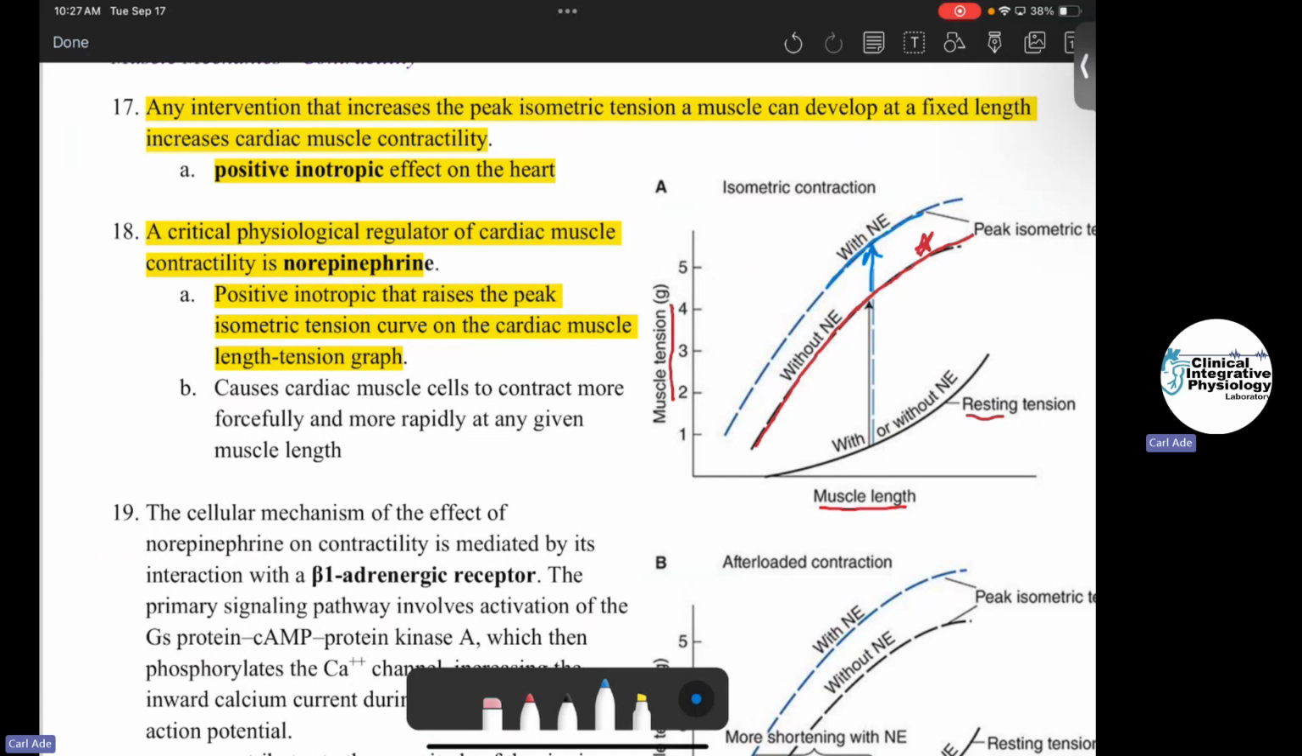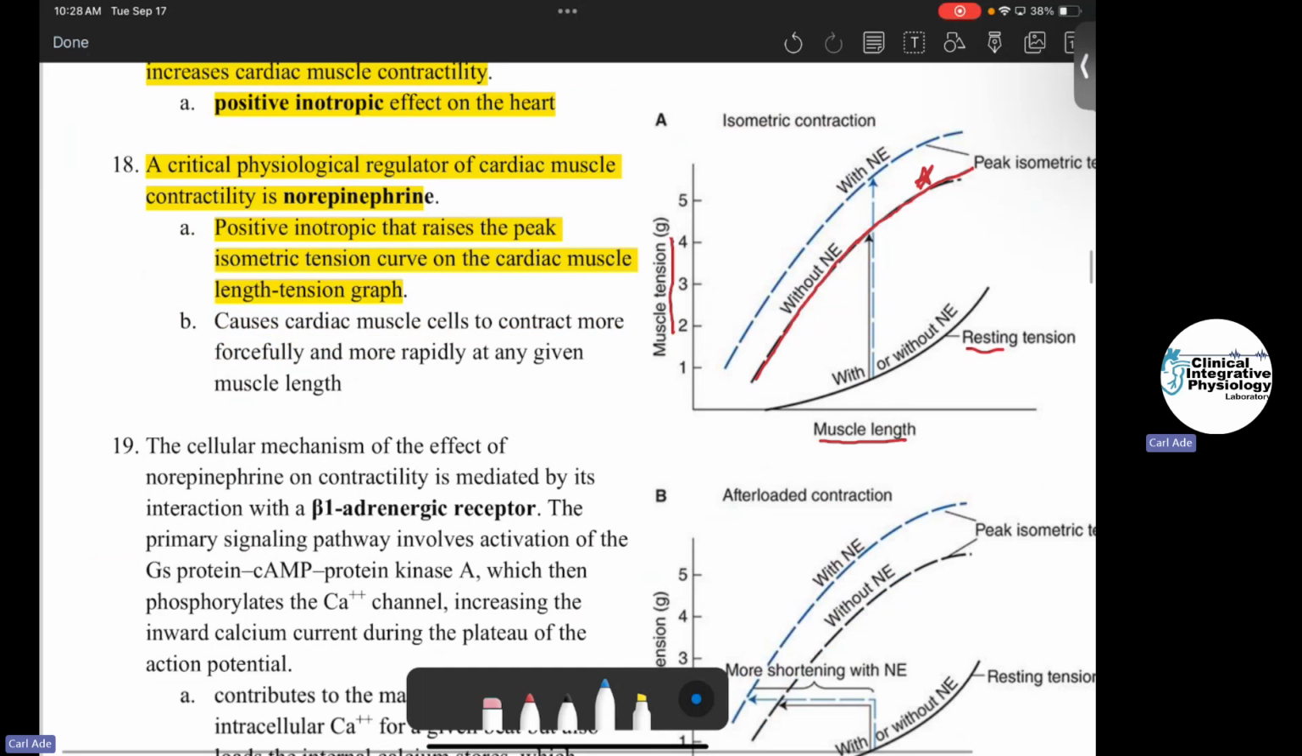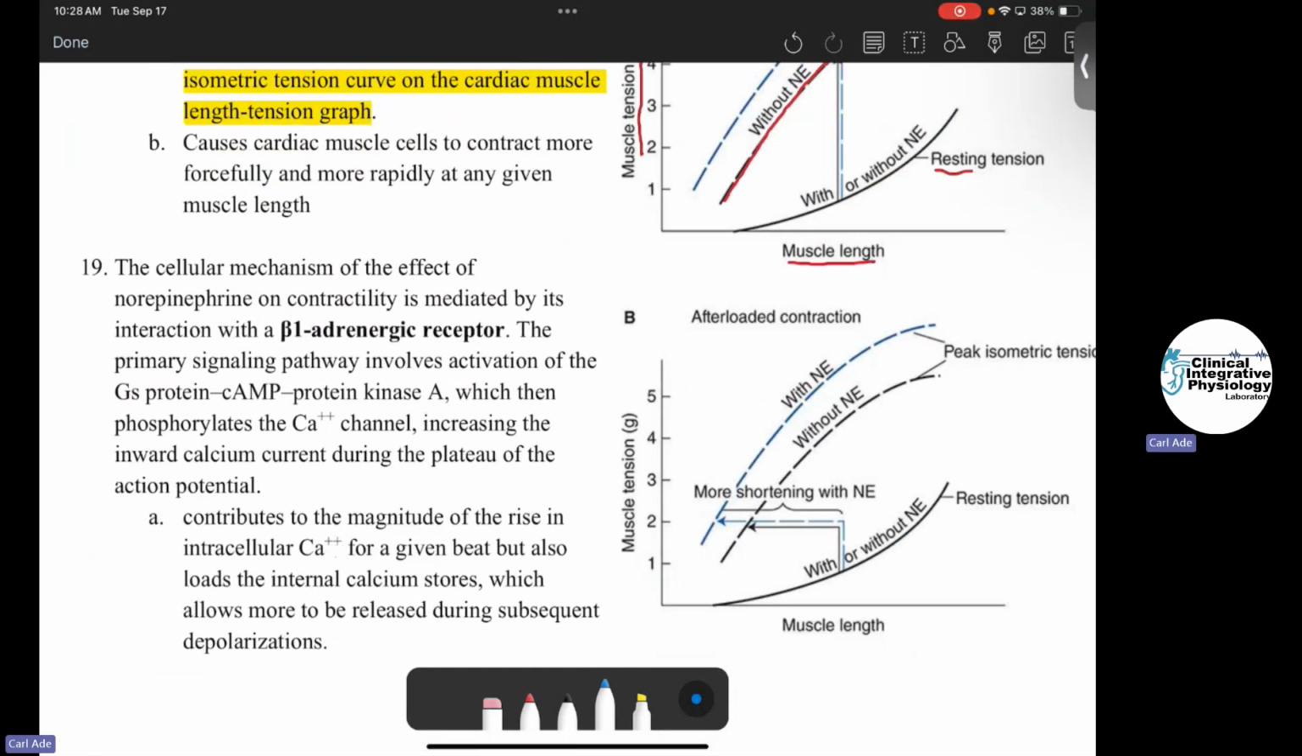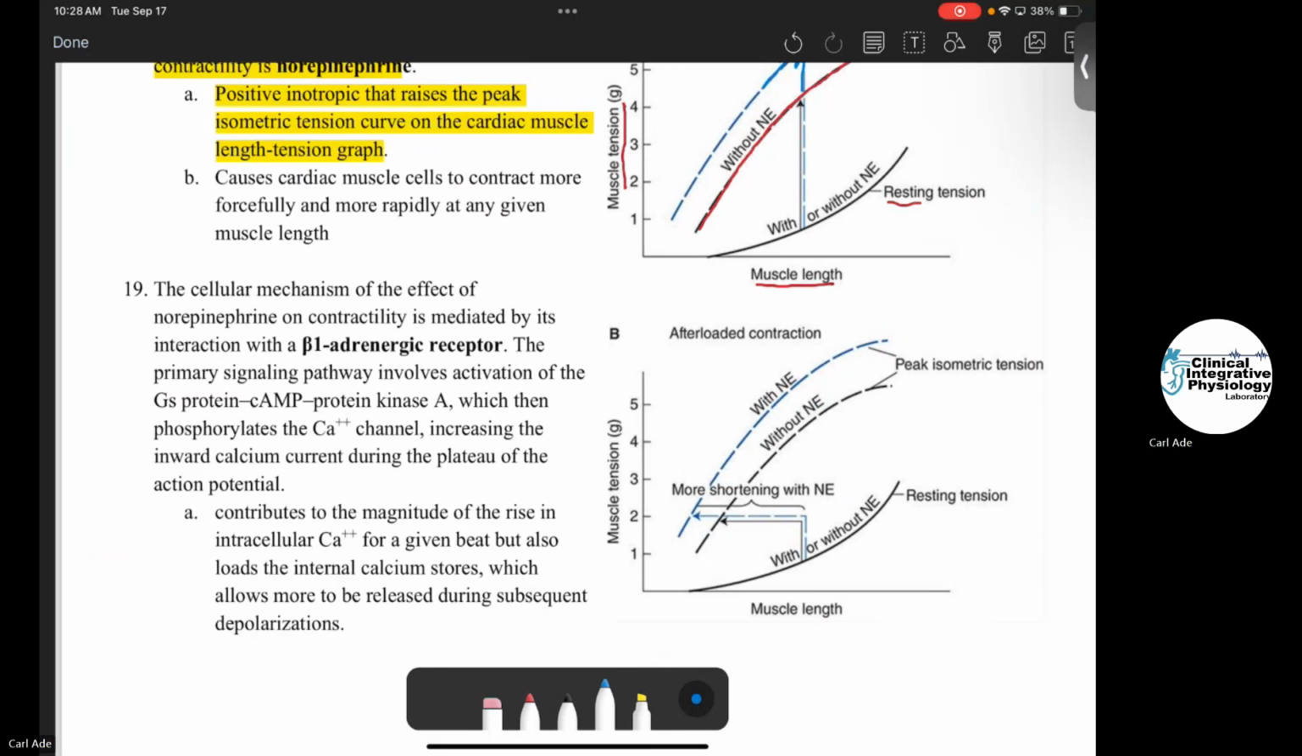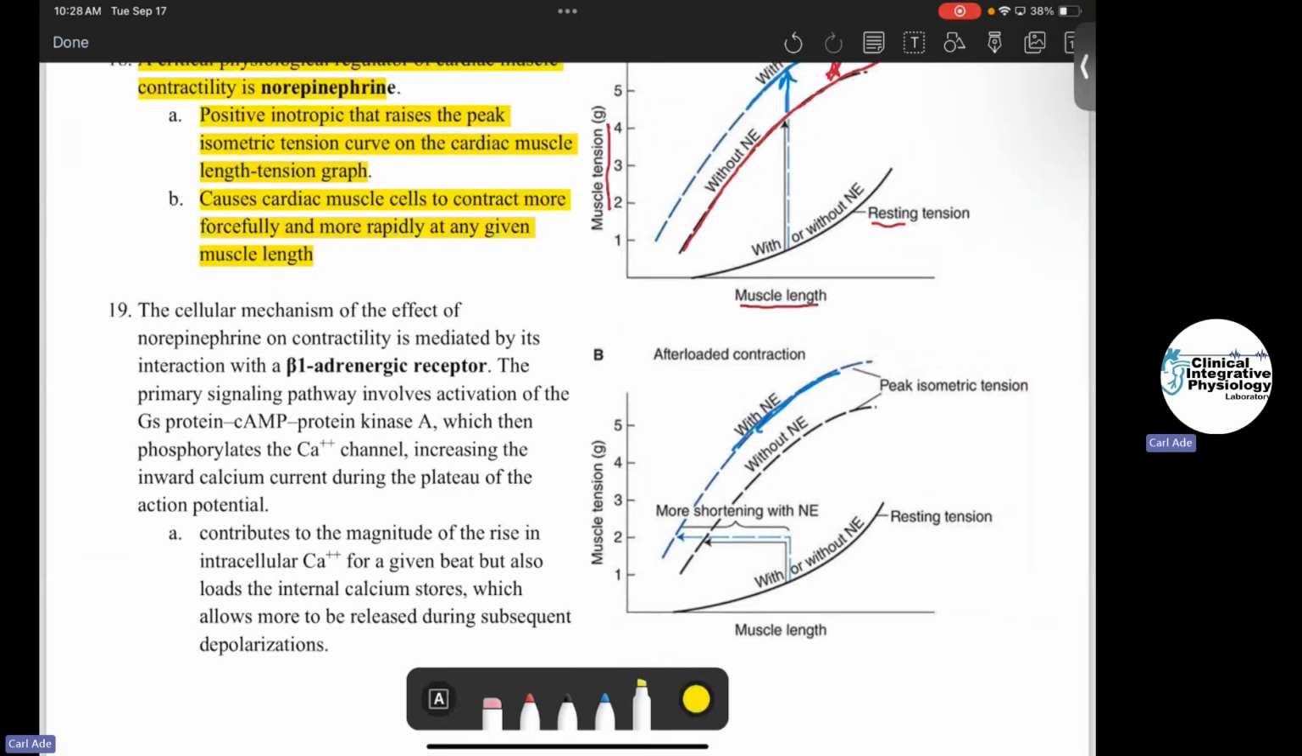So we now move up this line here. And that's whether it's isometric or under afterloaded conditions. Remember with afterloaded, like picking up a weight off of the ground, we have to generate a little bit of isometric force first until we generate enough force that it actually comes off the ground. Same thing here. Here's with norepinephrine. So improved force. We get more forceful contraction for any given muscle length.